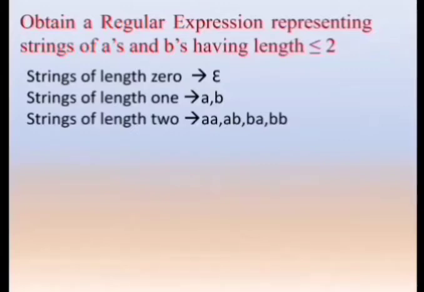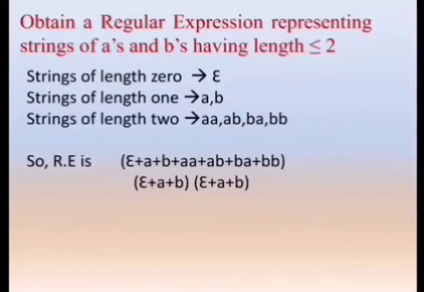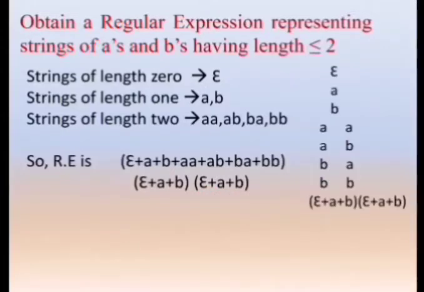So we can write the regular expression combining all these as A plus B plus AA plus AB plus BA plus BB plus epsilon. Or we can further simplify this as (epsilon plus A plus B) into (epsilon plus A plus B). Using the same logic as in the previous problem, the character can be either epsilon or a single A or a single B.